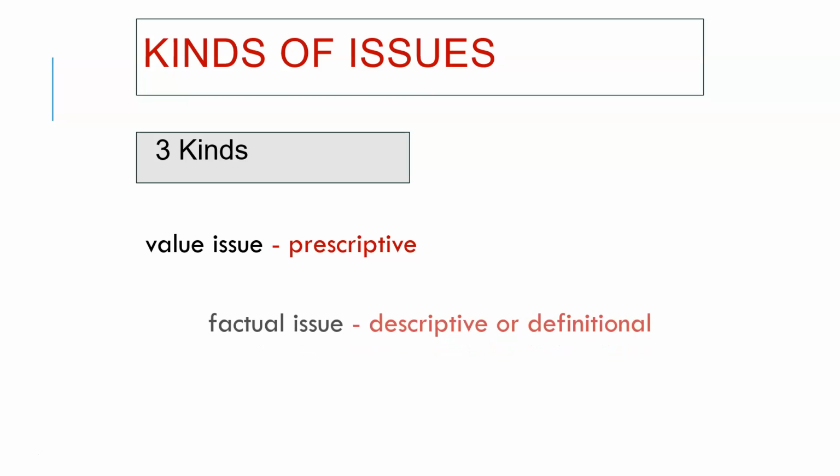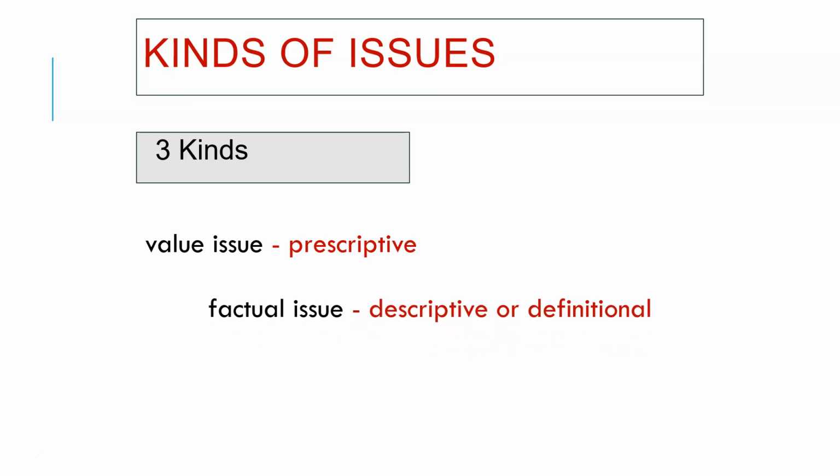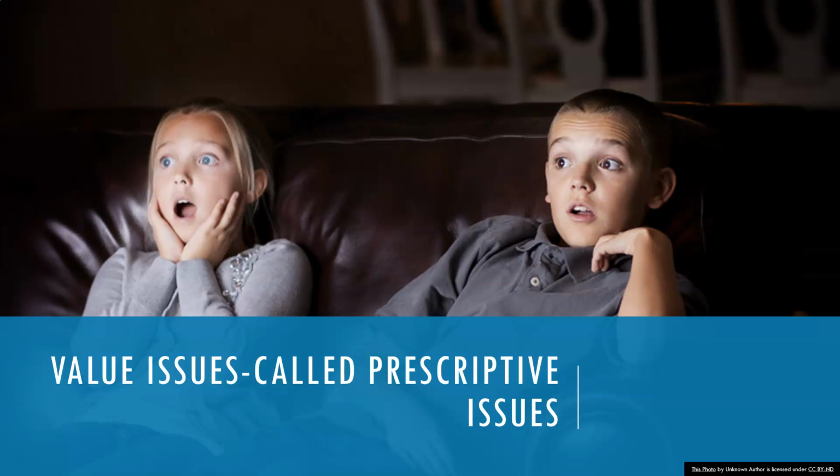There are 3 kinds of issues. The first one, value issue, also known as prescriptive. You will find these all on page 6 of your text. Factual issue, descriptive or definitional. And the last one, a policy issue, which is an action. So let's talk about these in depth.